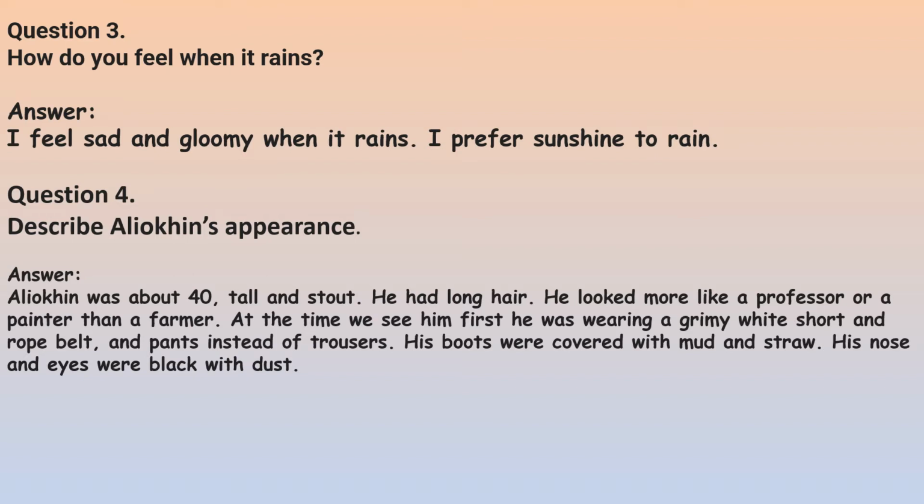At the time we see him first, he was wearing a grimy white shirt and a rope belt, and pants instead of trousers. His boots were covered with mud and straw. His nose and eyes were black with dust. So this is really the appearance of Alyokhin, who was a farmer, 40 years old, tall and stout, wearing pants instead of trousers, a rope belt, and a grimy white shirt.